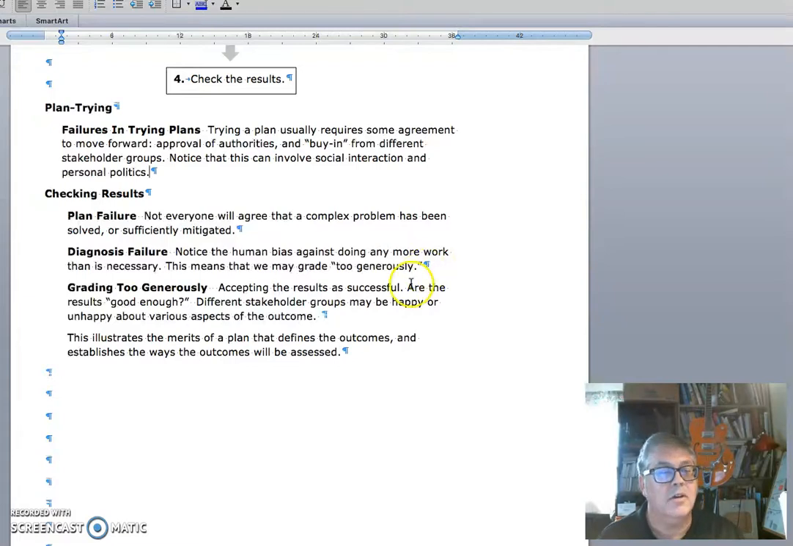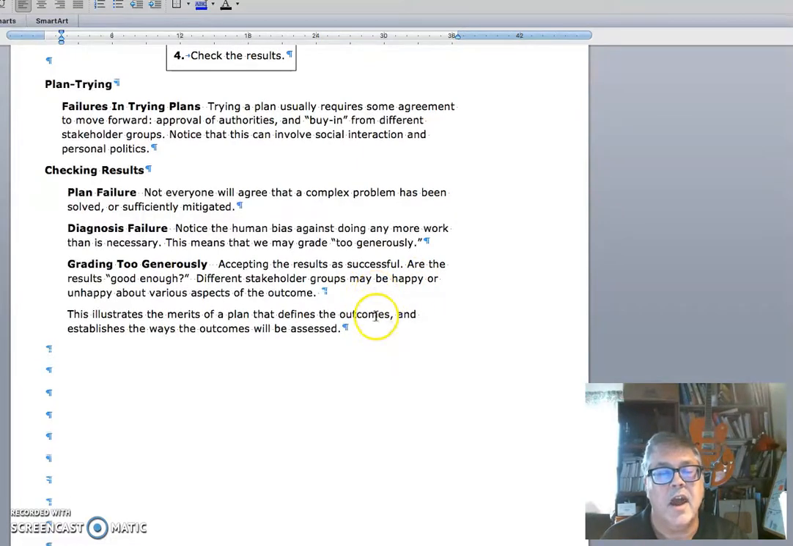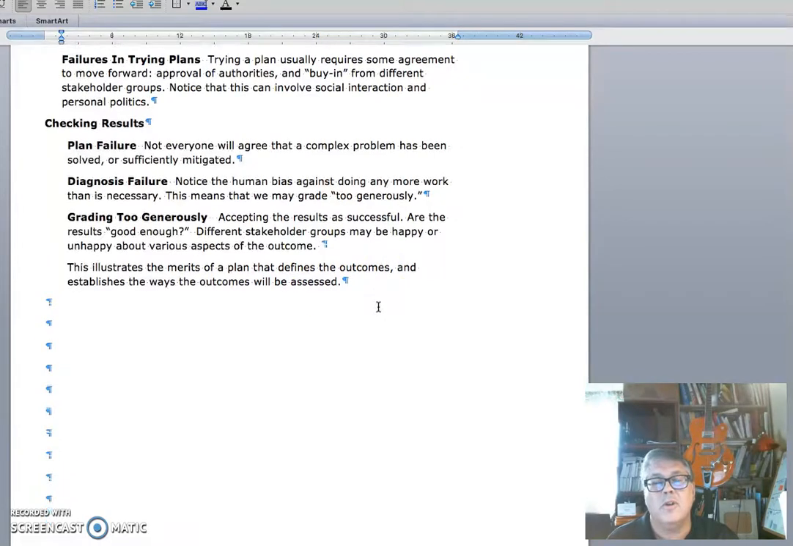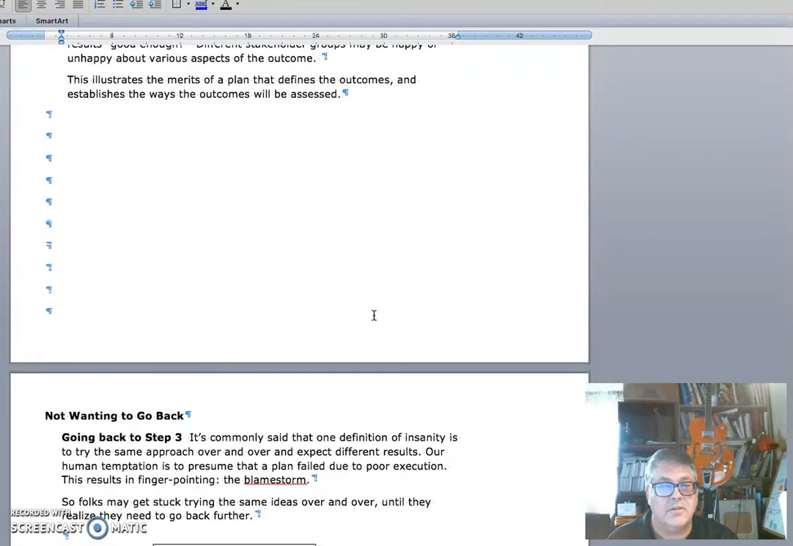I'm okay now. So you want your plan to be one that, if it has multiple facets, it solves all of them, so that you have enough consensus to continue to go forward if it's not the case. So are our results good enough? Different stakeholder groups may be happy or they might be unhappy. So this illustrates the merits of what I had mentioned before, that if a plan defines the outcomes and establishes the way the outcomes are assessed, you're more likely to get satisfactory results.